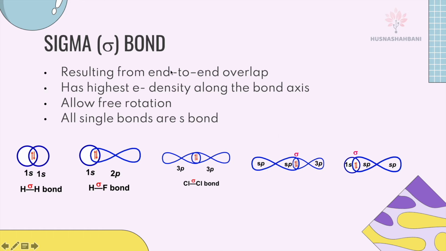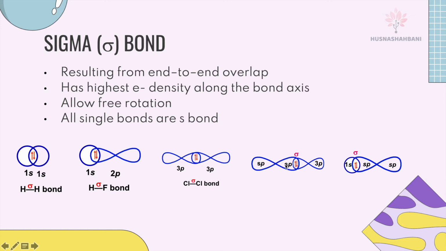Sigma bond resulting from end-to-end overlap. So here, end-to-end overlap, for example, 1s overlaps with 1s, 1s overlaps with 2p, 3p overlaps with 3p. This is sp orbitals. There are two sp orbitals here. The sp orbital is a hybridized orbital. One sp orbital, two sp orbitals.